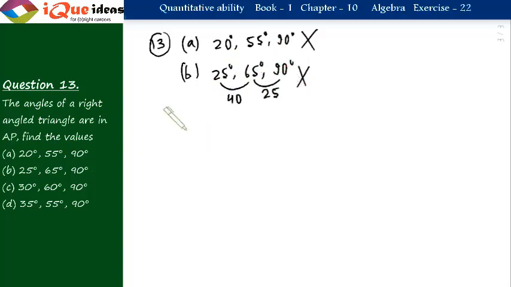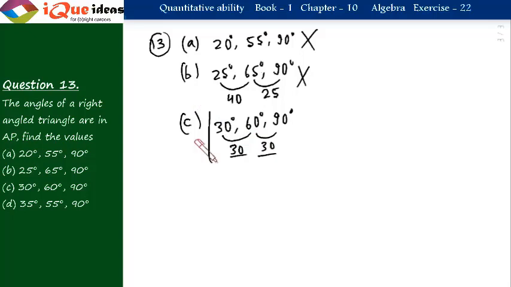Okay. Now, C option. In the C option, we have 30 degrees, 60 degrees, and 90 degrees. First, let's check the sum. 30, 60, and 90. The sum is 180. Correct. So, the triangle rule is fine. Now check the AP thing. 30 and 60 difference is 30, 60 and 90 difference is 30. Oh, so the differences are the same. So this is our correct answer. So they are in AP as well as they form angles in a right angle triangle. So you don't need to go ahead and check.